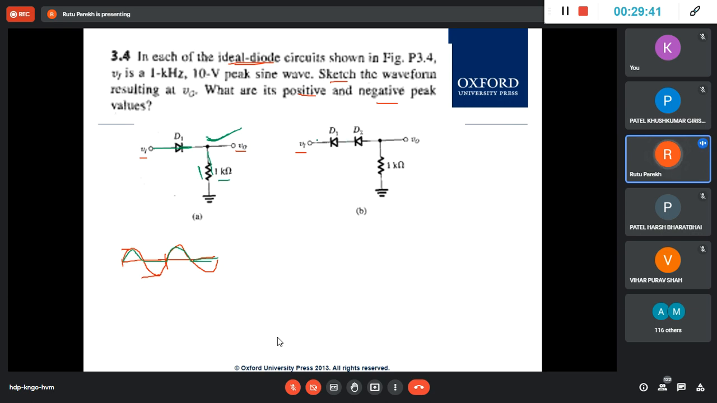Okay, so that is the nature. Your I will flow as per the voltage, and that will change, and this R will remain same.